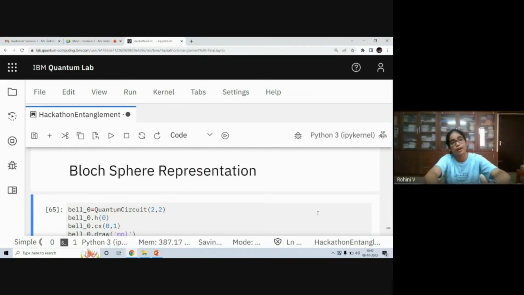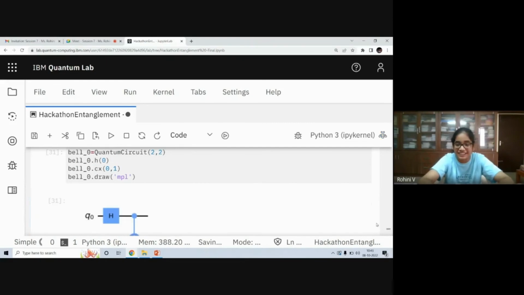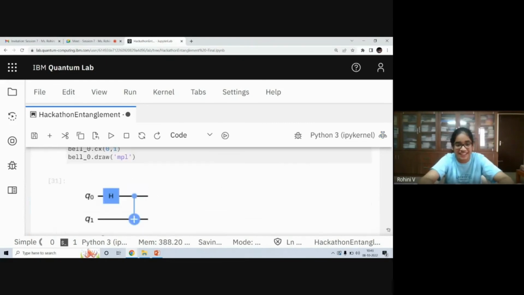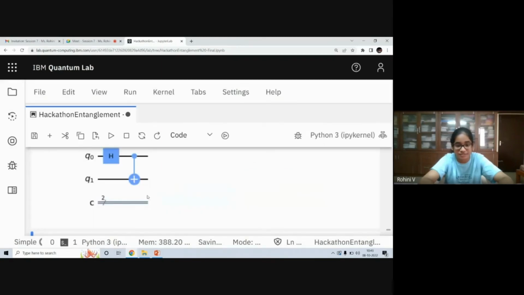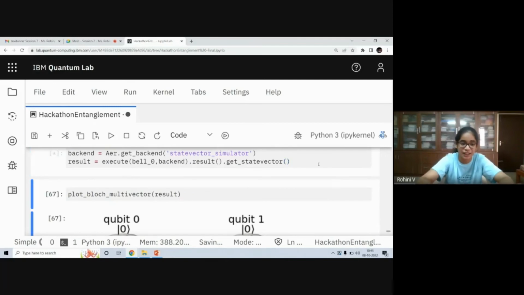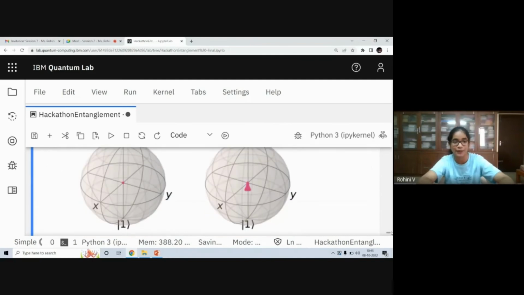When I was new to quantum, I was very fascinated by the Bloch sphere representation. It's a 3D sphere. It represents anything very clearly, and you can see a lot of mistakes. But to my surprise, I'll show you how it represents the entanglement. To my surprise, what this Bloch sphere did was it showed me only this.